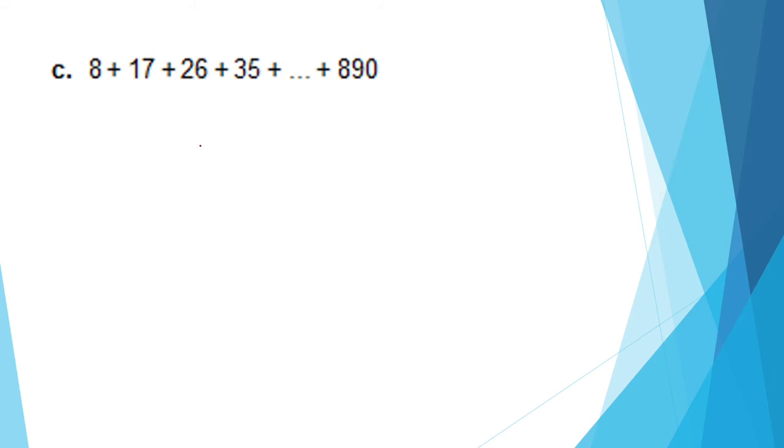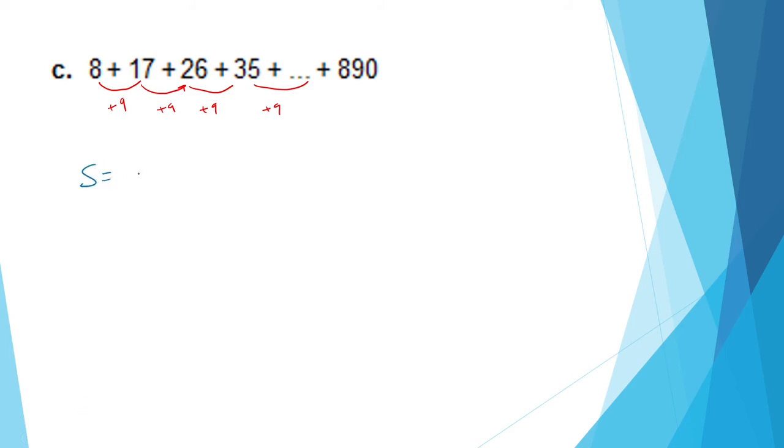For part C, we're going to add 8 plus 17 plus 26 plus 35 all the way to 890. To do this question, I have to find a pattern first. And if you notice, there's a difference of 9 between each one. So we're going to have to add 9 to get to the next number, add 9 to get to the next number, and so on until we get to 890. Now we're going to use Gauss's method again.